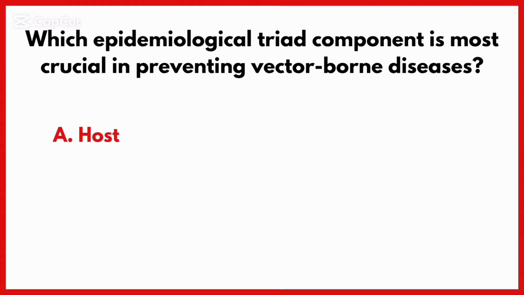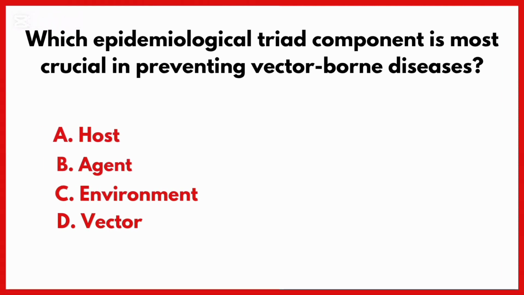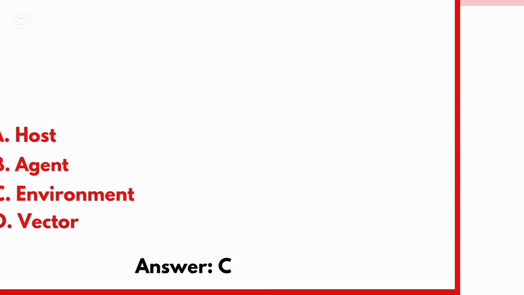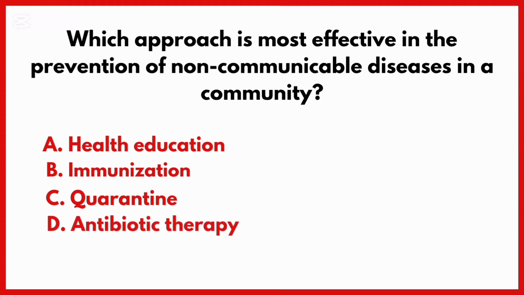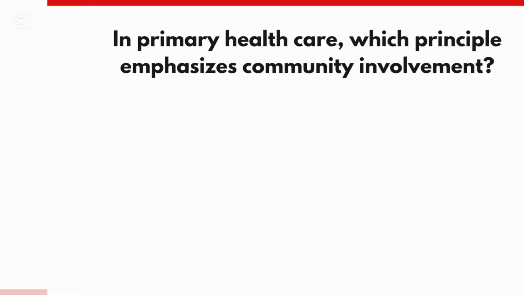Which epidemiological trait component is most crucial in preventing vector-borne disease? Correct answer is option C, environment. Which approach is most effective in the prevention of non-communicable disease in a community? Correct answer is option A, health education.